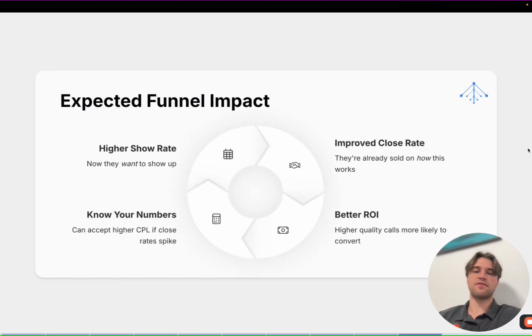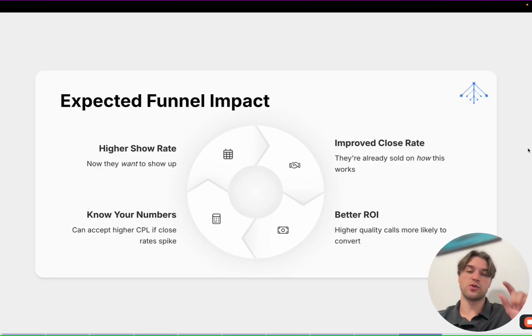Now, the expected funnel impact we believe this is going to have once we make this change is we're going to have higher show rates. Now they're going to want to show up because they're interested. They're in the buyer's mindset. We're going to have improved close rates because they're already sold on how this works. Now the salesperson just needs to focus on how do we show them that the service we offer is the right one for them to implement this.